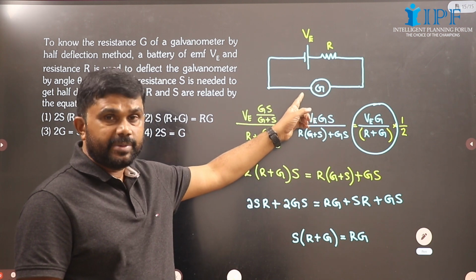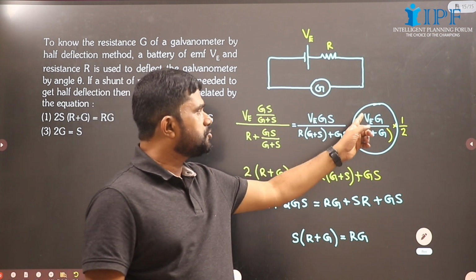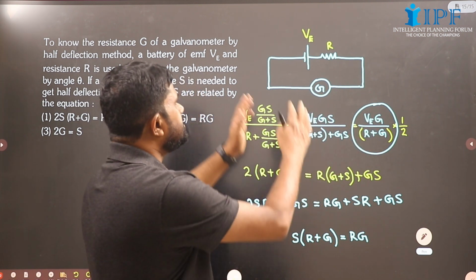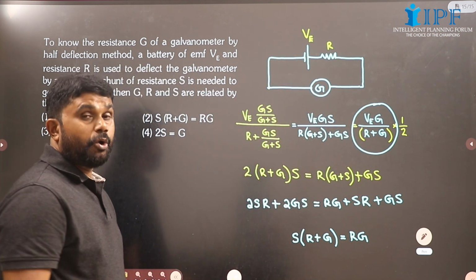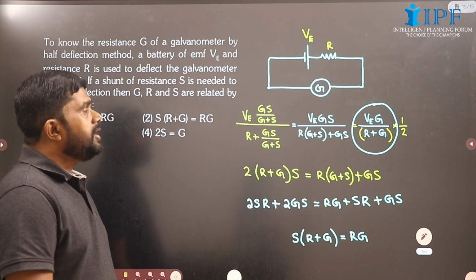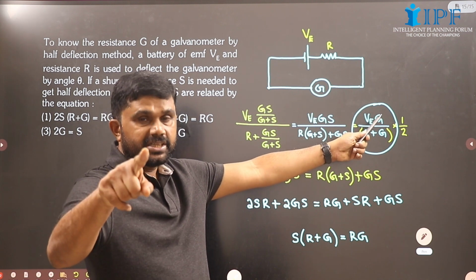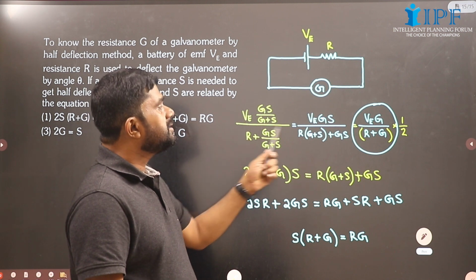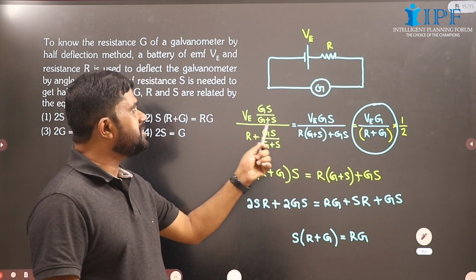Voltage across the galvanometer will be current through it into the resistance of the galvanometer, that is G. So VE by R plus G is the current, into G gives the voltage. So that is the reading of the galvanometer now. Now a shunt is connected in parallel with the galvanometer. Now see, this G is to be replaced by the parallel combination of G and S. So I have written V, then G is to be replaced by the parallel combination of G and S, meaning GS by G plus S.